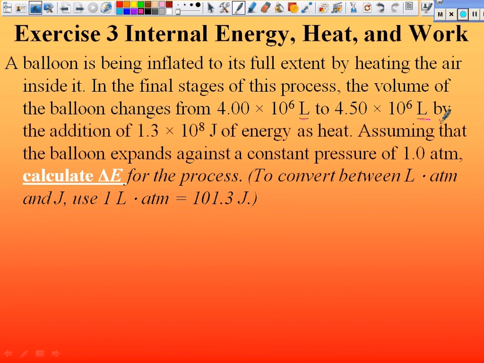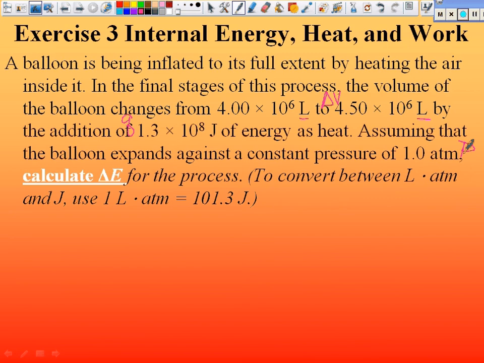By the addition of 1.3 times 10⁸ joules of energy as heat. Heat is what? Q. Assuming that the balloon expands against the constant pressure of 1 atm. So I've got a P. And then notice what it says. Calculate delta E. And then it gives you a little conversion factor. We'll do that in a second. So they gave you a delta V, a Q, and a P, and asked you to calculate E.